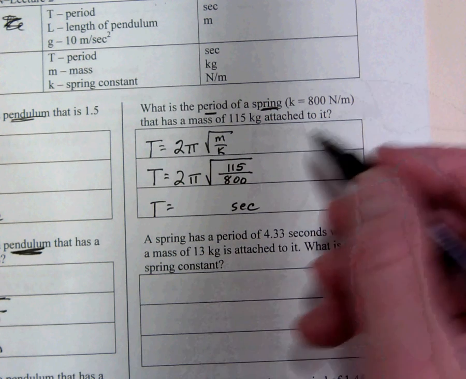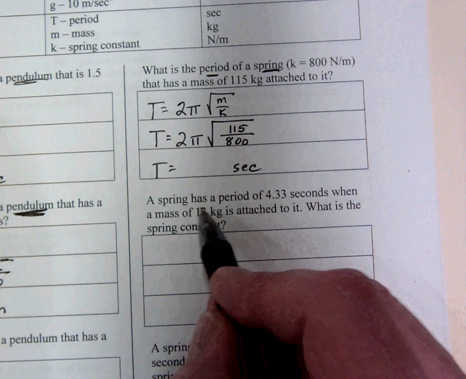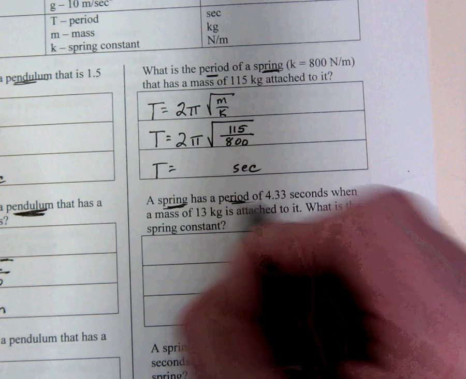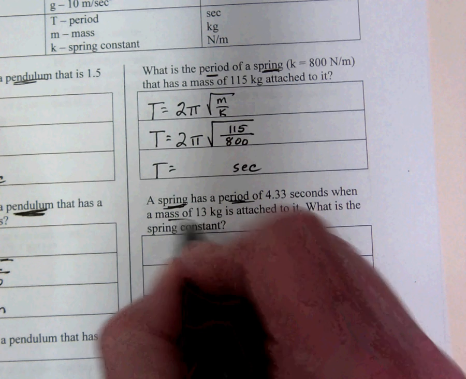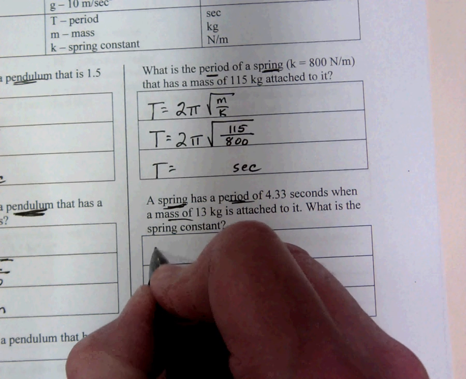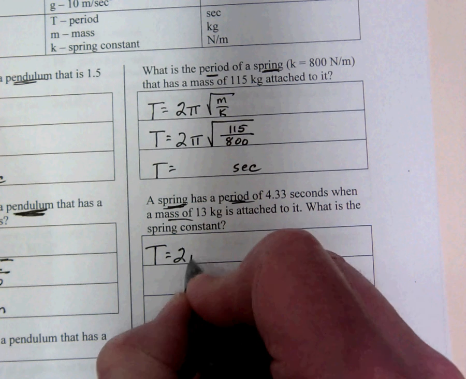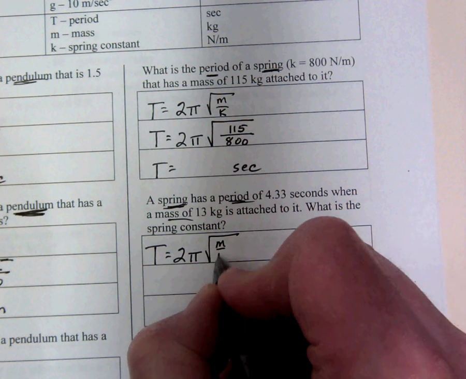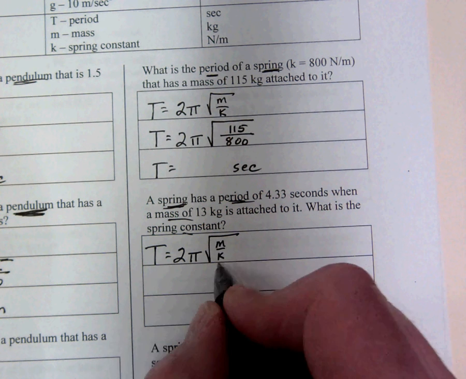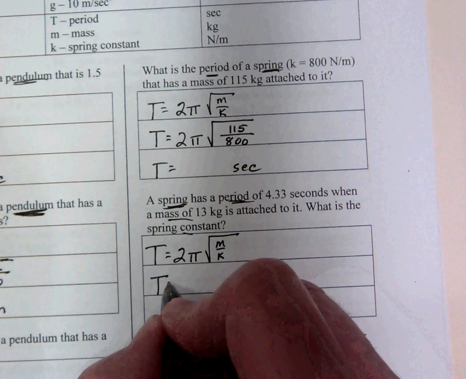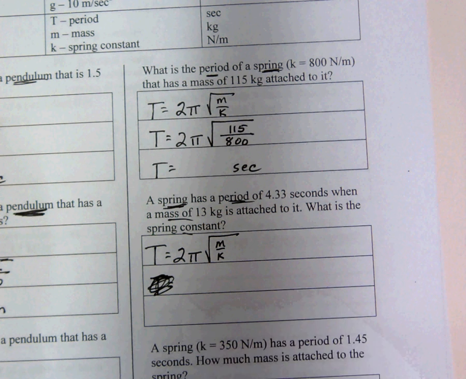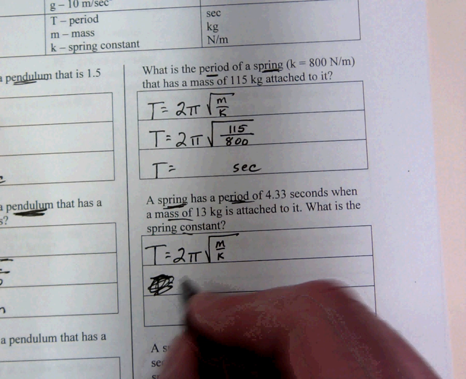Pretty straightforward. Please read the problem. Now we can use this one. Okay, you see spring. It has a period with a mass. So T is equal to 2 pi times the square root of m over k, and I want to know the spring constant. This is another little classic physics. Got a little carried away, start talking and not writing, and sometimes it's hard to do two at the same time.